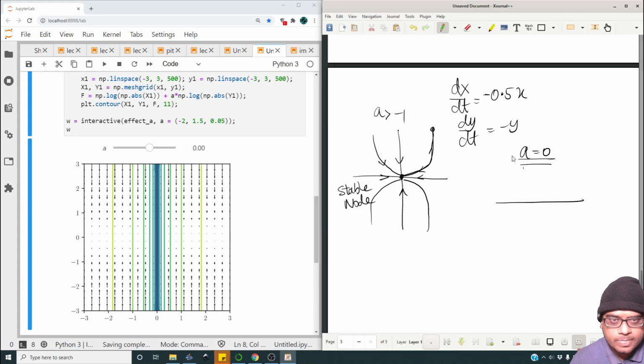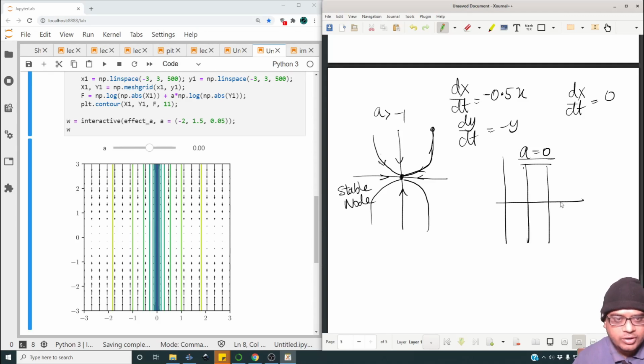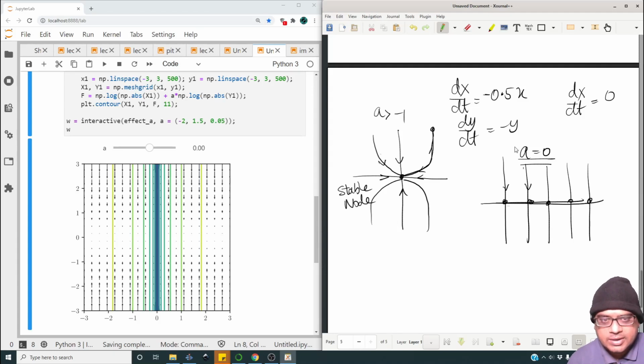At a equal to 0, this thing becomes 0, and so dx dt is equal to 0. Hence x is a constant. But dy dt is still minus y. So the points along this axis converge towards x, and so the x-axis essentially becomes a whole line of attracting nodes. Okay, so this particular case is like a marginal case. You had only one point, and then suddenly you have an infinite number of stable points. So it's like a marginal case, and this line is called a line of stable points.